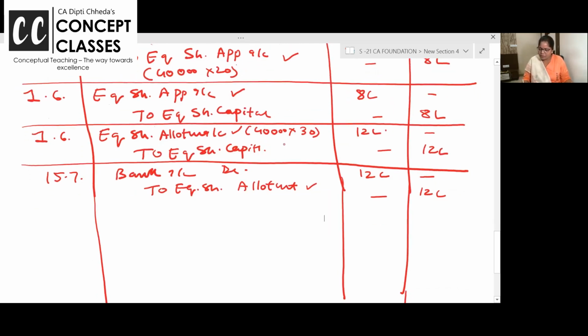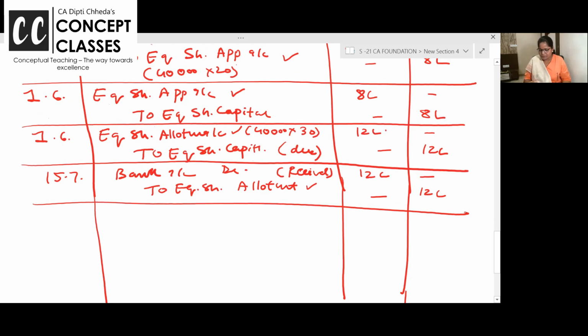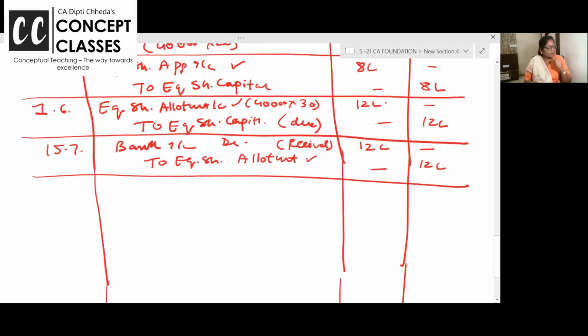Equity share allotment will become due. If you want, write down, received. Right now, please add each and every tick and tag that I am adding. I am preparing the mindset in you. This should be super scoring for you all. Allotment to equity share capital, bank to equity share allotment. Next.